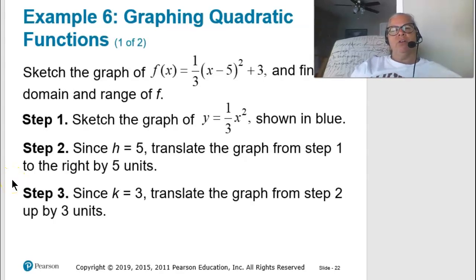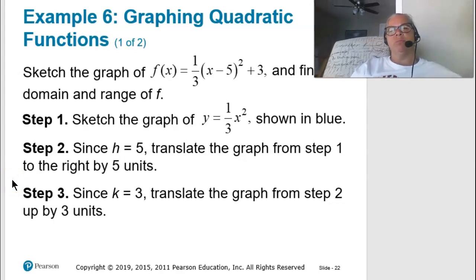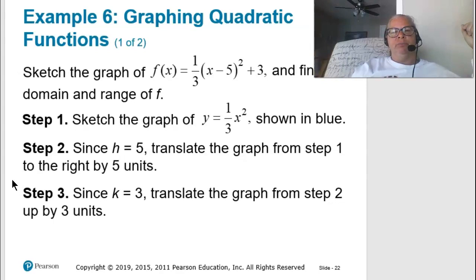So we are given the function 1/3 times (x minus 5) quantity squared plus 3. So we know that we're going to graph 1/3 x squared. Before I even show you, because 1/3 is positive, you know this parabola is opening up. And because it's 1/3 and closer to 0, you know it's kind of a wide parabola, not narrow.